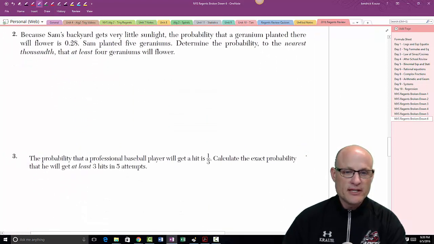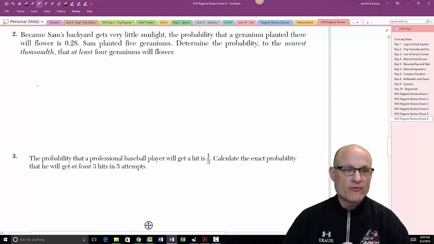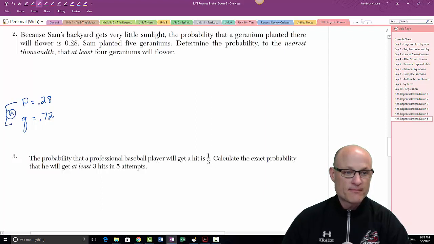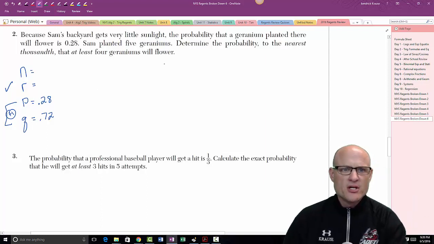I'm gonna move over this way. No, this one's not bad. Sam's backyard gets very little sunlight. The probability that a geranium planted there will flower is 0.28. So the probability it will flower is 0.28. That means the probability that it won't flower is 0.72. Again, they have to add up to 1. And now we just need R and N. And remember, R, because it's a 4-point question, is probably going to be either two or three numbers.